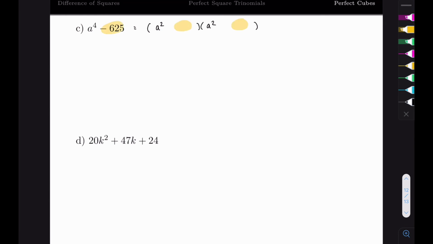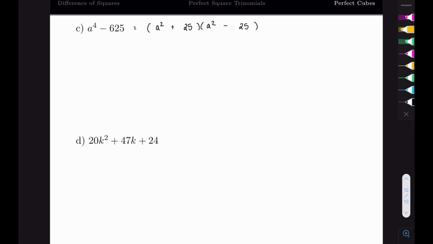But here's where pattern recognition comes into play. I have no middle term, so it's probably going to be the same thing in each spot, because we put the same thing in this front spot. So really 625 is 25 times 25. So I'm going to make one positive and one negative. And go ahead and check. The outer term gives us -25a squared. The inner term gives us positive 25a squared. So the outer and inner cancel just like we want and leave us with nothing. So this is our correct factoring.